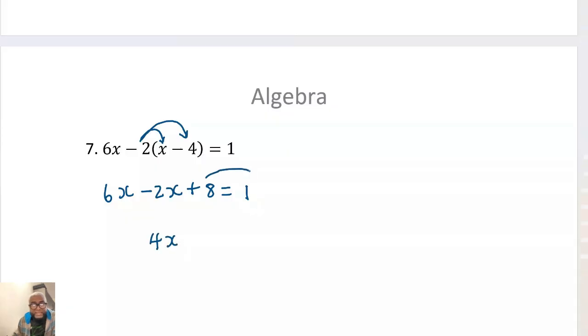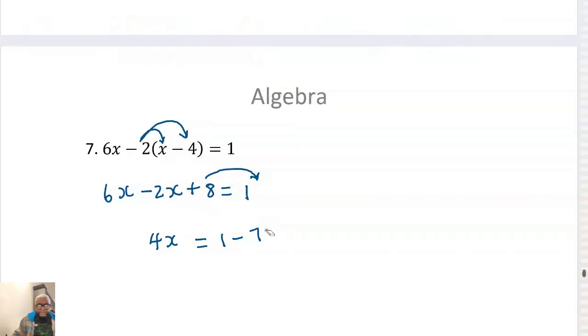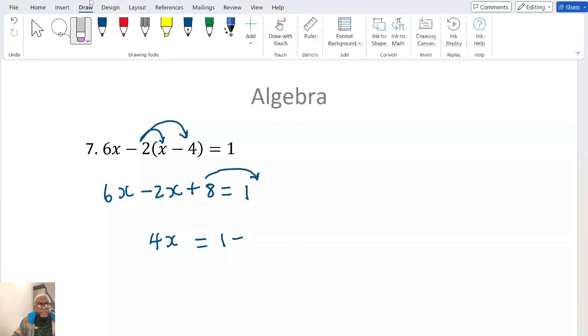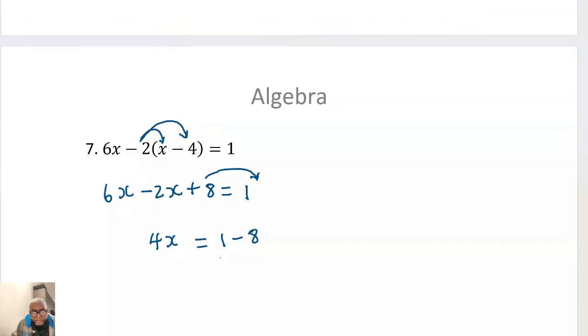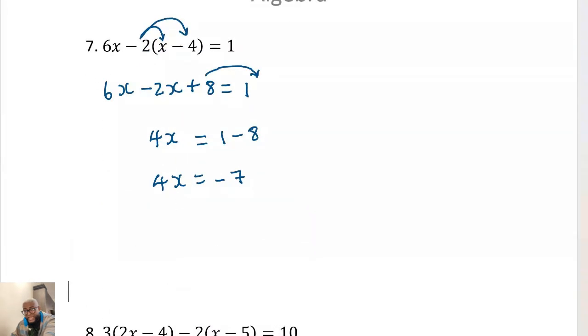When I carry this 8 here, what do I do with it? What do I do with the 8? Minus. Minus 8. You lost it now? Oh, yeah. Right. So minus 8. 4x will be equal to negative 7. Everybody good there? Right? 1 minus 8 is negative 7.